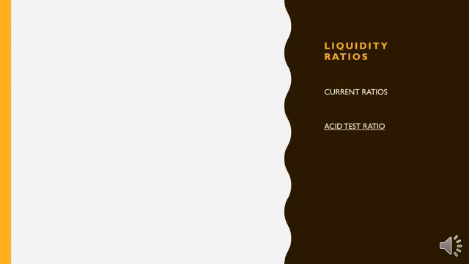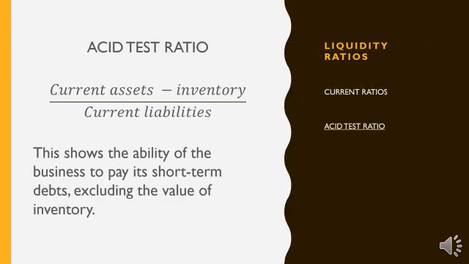The other one is the acid test ratio. Acid test ratio is calculated by subtracting inventory from the current assets and then dividing the answer by the current liabilities. This shows the ability of the business to pay its short-term debts, excluding the value of inventory. If the result is lower than the one from the previous data, then the business is less able to pay short-term debts unless inventory can be sold.